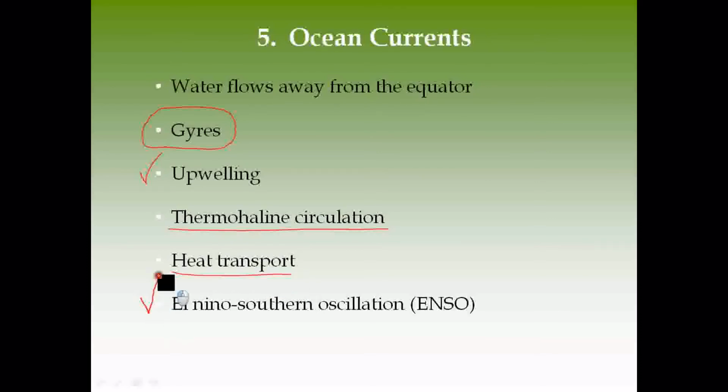El Nino, also called ENSO, the El Nino Southern Oscillation. You have got to understand where it happens, what causes it, in depth. So let's get to it.